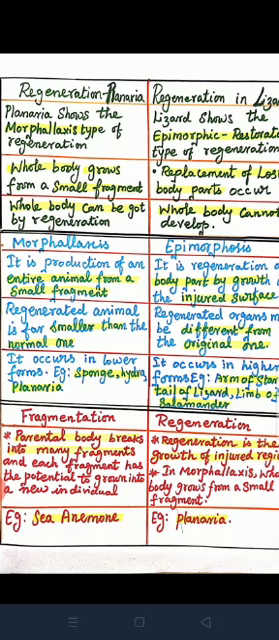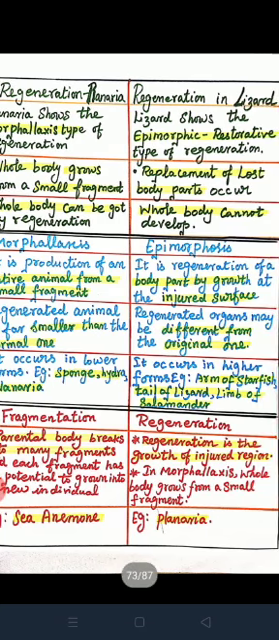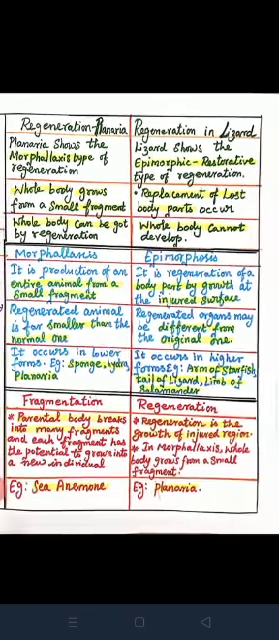Regeneration in planaria, point 2. Whole body grows from a small fragment. Will you be able to recall Morphallaxis? Whole body grows from a small fragment. Regeneration in lizard, point number 2. Replacement of lost body parts occurred. Right? Regeneration in planaria, point number 3. Whole body can be got by regeneration. A small fragment has the potential to become a whole body. Right? That is regeneration in planaria, Morphallaxis type.